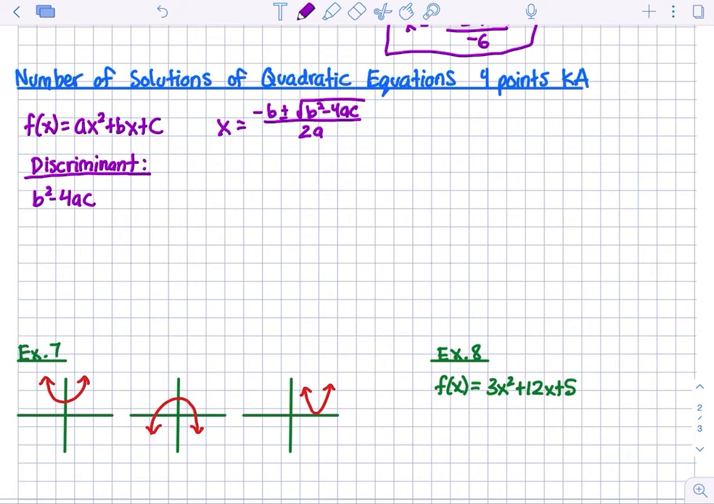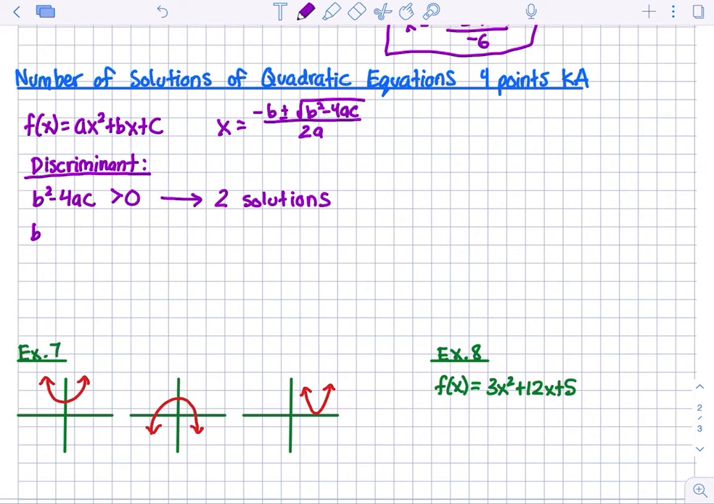And this will tell you how many solutions you're going to have. So in a radical sign, in a square root, if you have a positive number, it's going to give you 2 solutions. So if b squared minus 4ac is greater than 0, then that means you're going to have 2 solutions. And 2 solutions means you have 2 x-intercepts, you have 2 zeros, or you got 2 roots, which is the same thing as having 2 solutions.